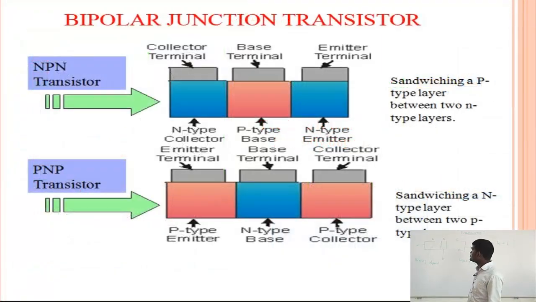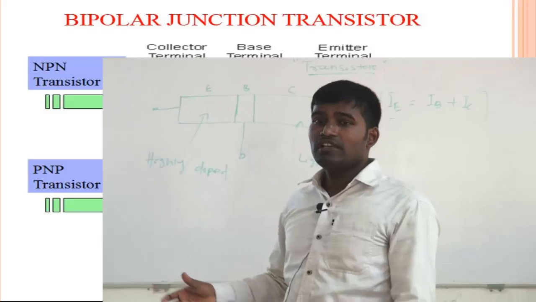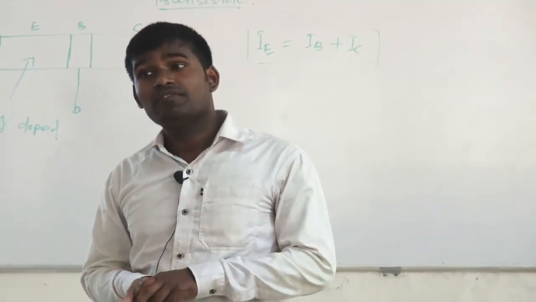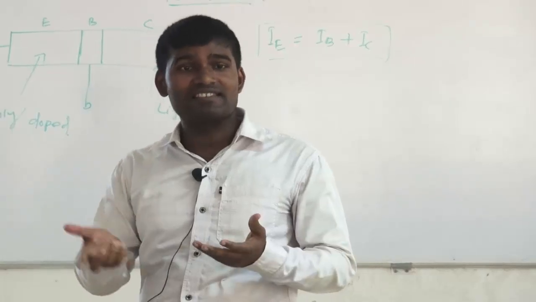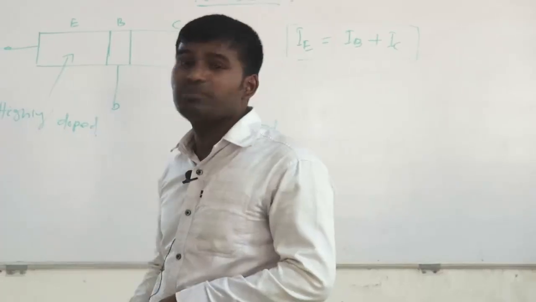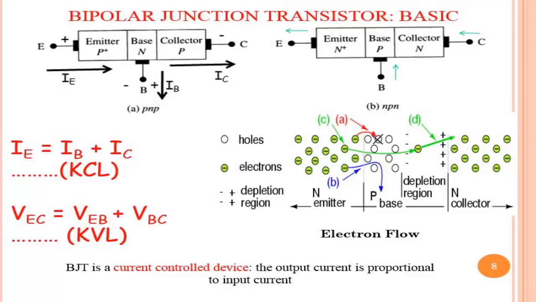Next. This is the bipolar junction transistor, and how it is sandwiched. Take the example of a PNP type transistor. An N type semiconductor layer is sandwiched between two opposite P type layers to make a PNP. It is similar for NPN. Next.